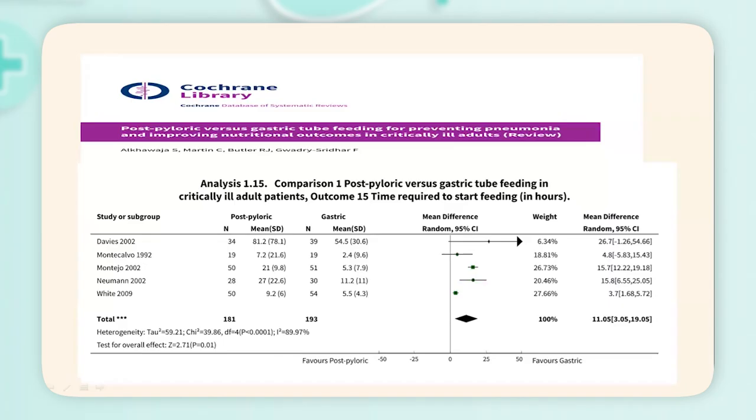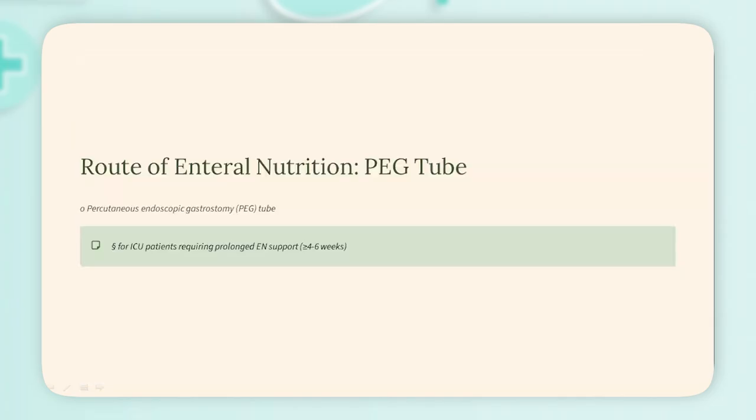When you ask for post-pyloric feeding, you have to call a gastro team, fluoroscopy, radiology, so that they can insert it at certain hours. So starting optimal nutrition always gets delayed. In that sense also, gastric feeding is favored rather than post-pyloric feeding.